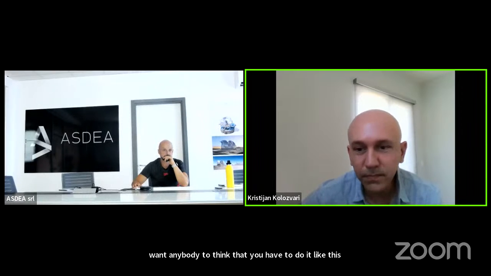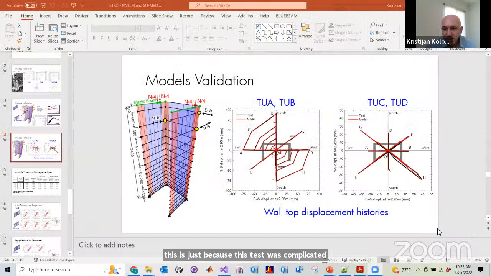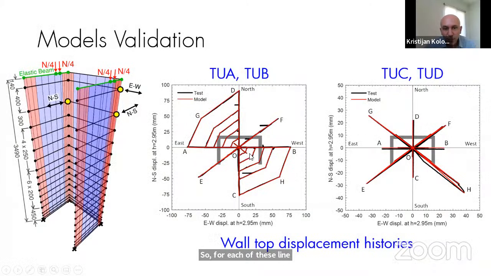So for each of these lines, basically from point 0 to A, then from A to G, from G to D, for example, each of these we had to apply a separate force control analysis. We decided to do it that way because of the boundary conditions we applied and so forth, right?